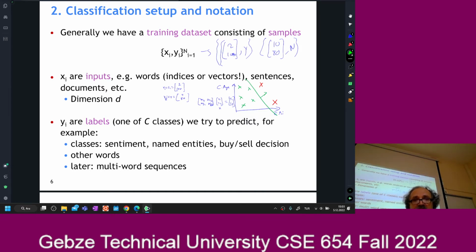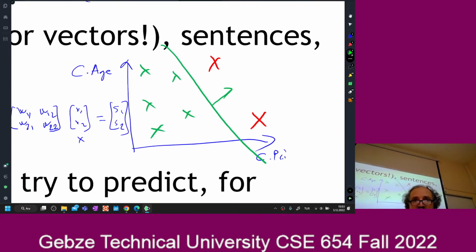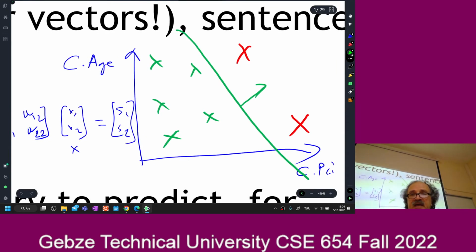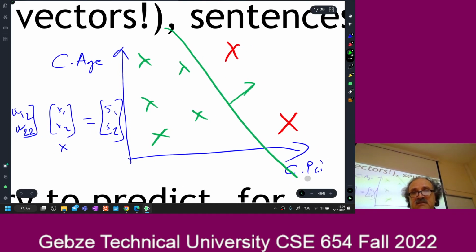Let's say I have a problem. I have many cars. I am a dealer, a car dealer. I would like to write a classifier that tells me which cars I should buy and which cars I should not buy. So I have only two things to know about the car: the car's age and the car's price.